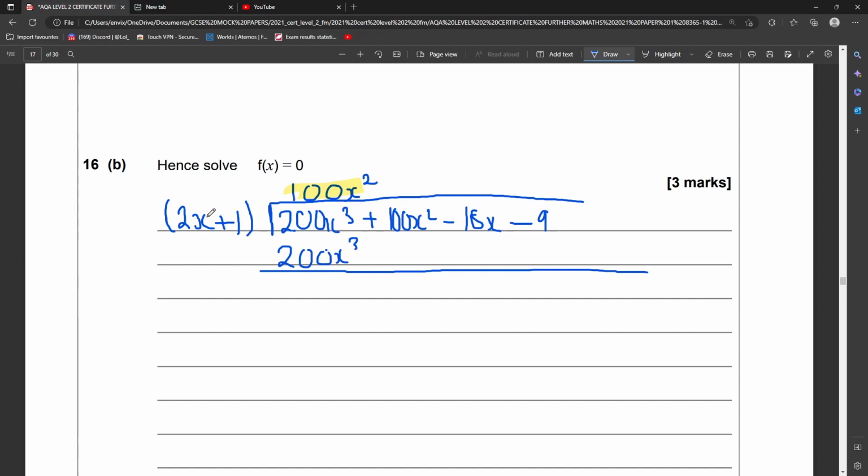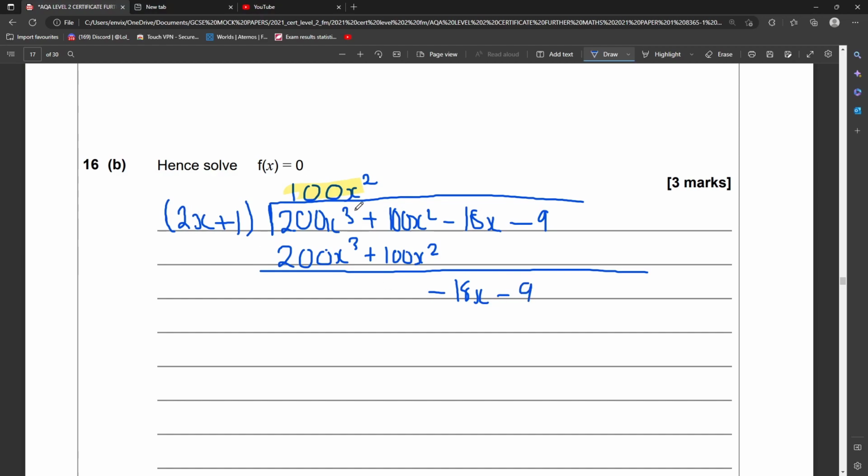And so what we do is we multiply 100x squared by 1, and once we do that, we get a positive 100x squared. This is the bit that I got wrong because I copied the question incorrectly. And if you do that, you get 0. And this is right because we bring both of these down, negative 18x and negative 9, and then we get negative 18x minus 9 over here.